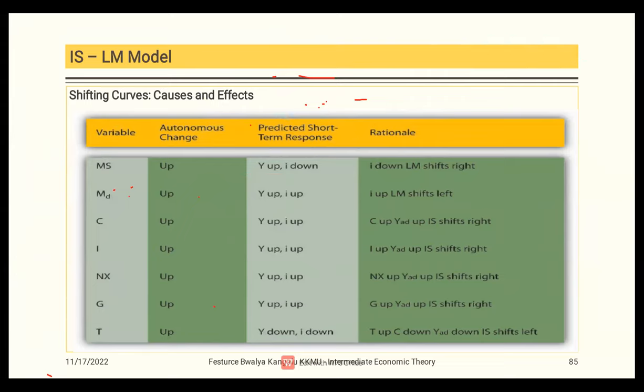If you have followed, you can also see that this is money demand, right? This is our money demand. When money demand goes up, it's too much demand, even output goes up, then the interest goes up. What will happen? The LM will shift to the left, right? So when money demand goes up, output goes up, then the interest rate is up. Yes.